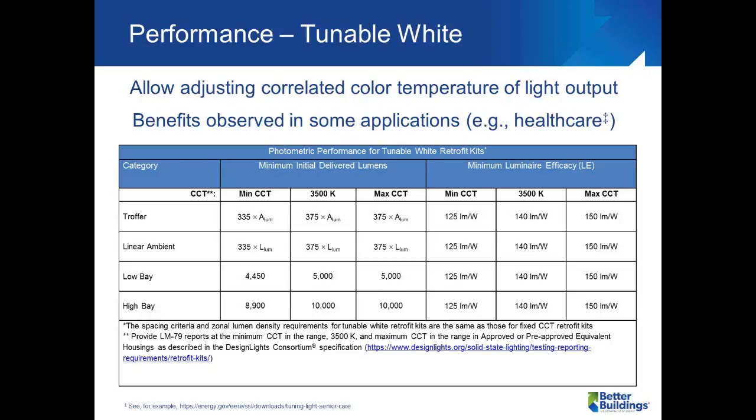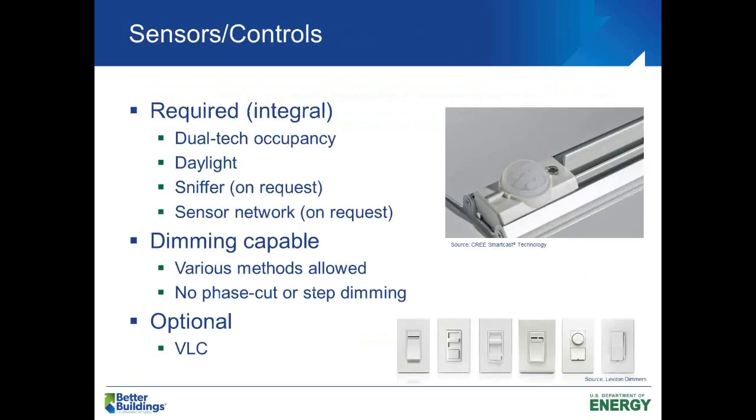Light distribution requirements are the same as those for fixed CCT products and are thus not shown here. For the purpose of this specification, the retrofit kits are required to have dual-tech occupancy sensors, daylight sensors, and be capable of being dimmed. We're also considering having sniffer or tracking and sensor network capabilities as being available on request. In other words, not installed by default. Optional controls include visible light communication, among others.